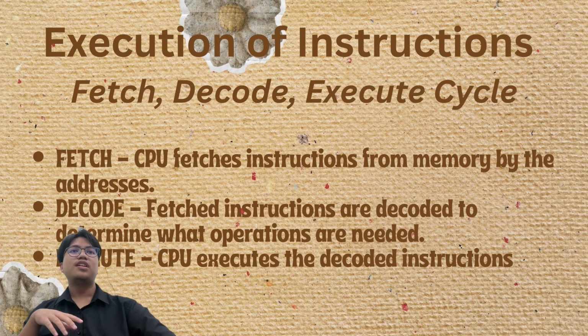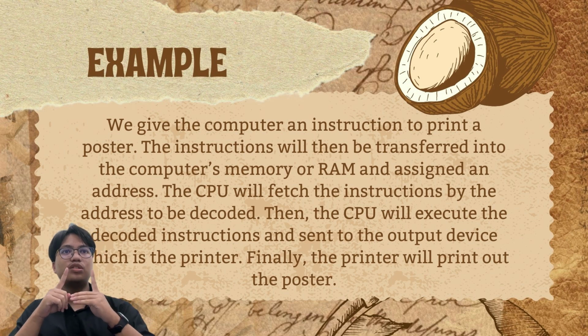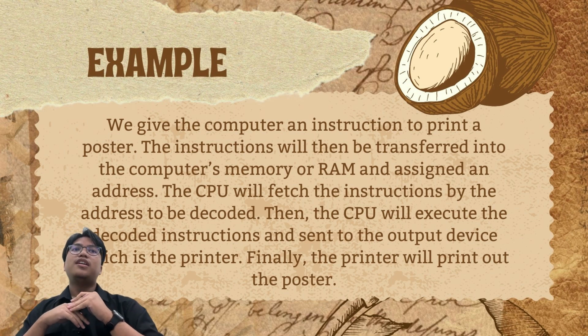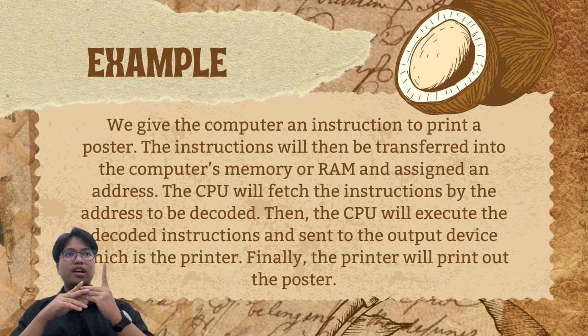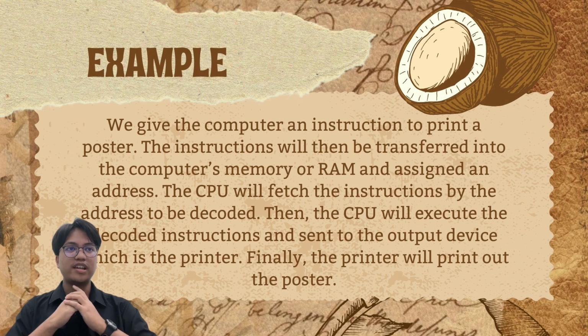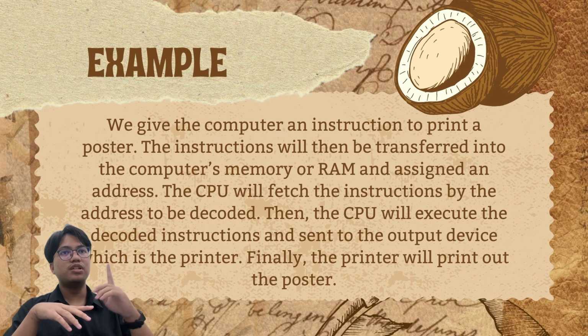Okay, so let's look at this example. We as the user give the computer an instruction to print a poster, okay, and then the instructions will be transferred into the computer's memory or RAM, and they will be assigned an address. Next, the CPU will fetch the instructions from the computer's memory using the address to be decoded. Okay, then the CPU will execute the decoded instructions and then send them to the output device, which in this case is the printer. Finally, the printer will print out the poster.